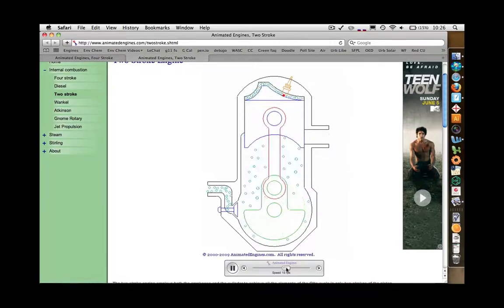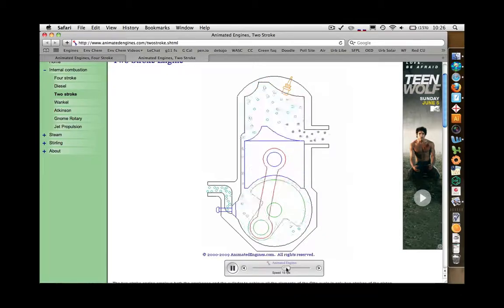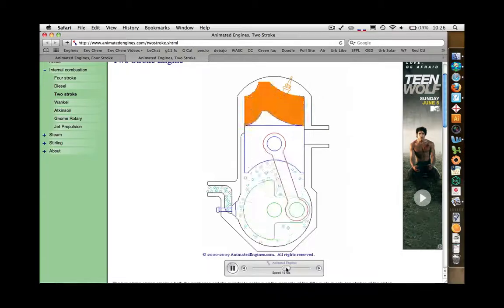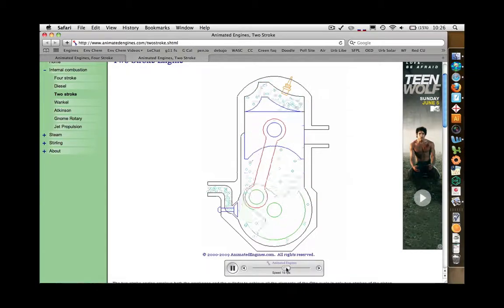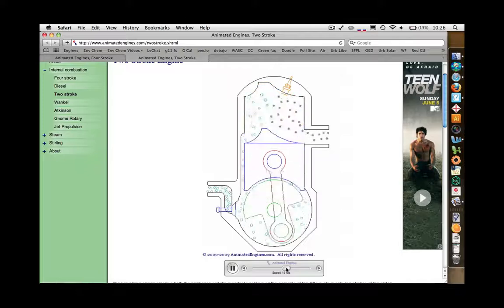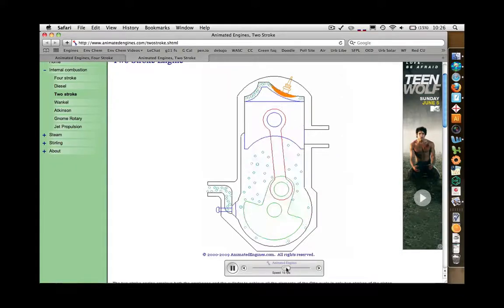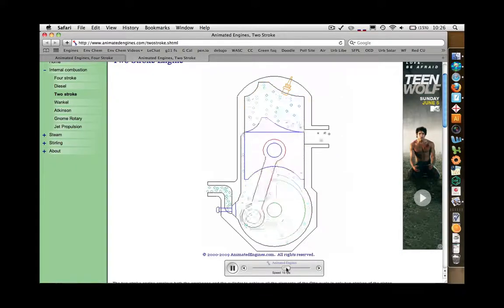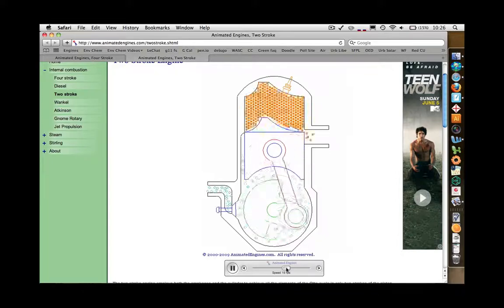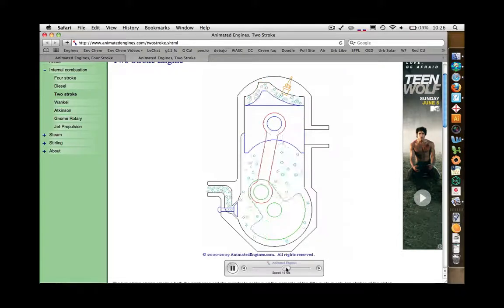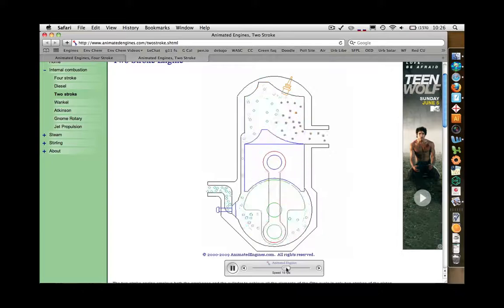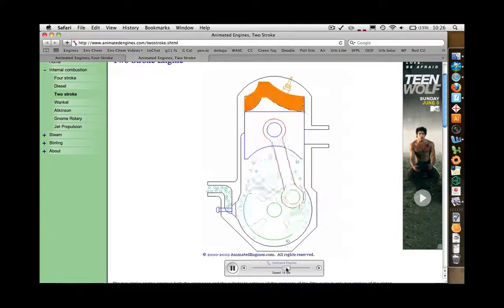So chainsaws are usually two-stroke engines. Some mopeds, like hipsters like to use, are two-stroke engines. In contrast, things like trucks and cars are almost always four-stroke engines. So this hopefully gives you a little bit of insight into the difference between a couple of these, or into three of these different types of engine technology.